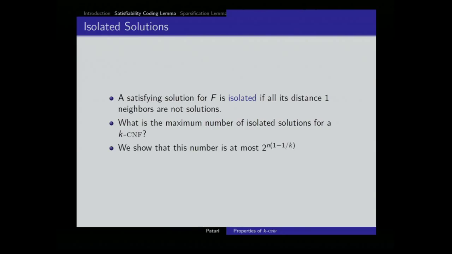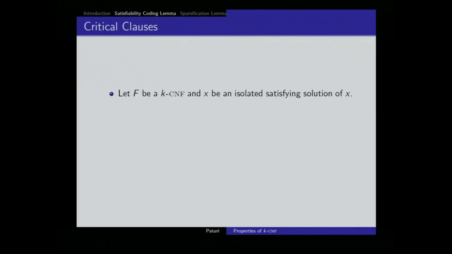We show that this number is actually precisely 2^n times (1 - 1/k). If you look at the block parity circuit for constructing parity with depth 3 circuits, they achieve this bound. And so how do we prove that?